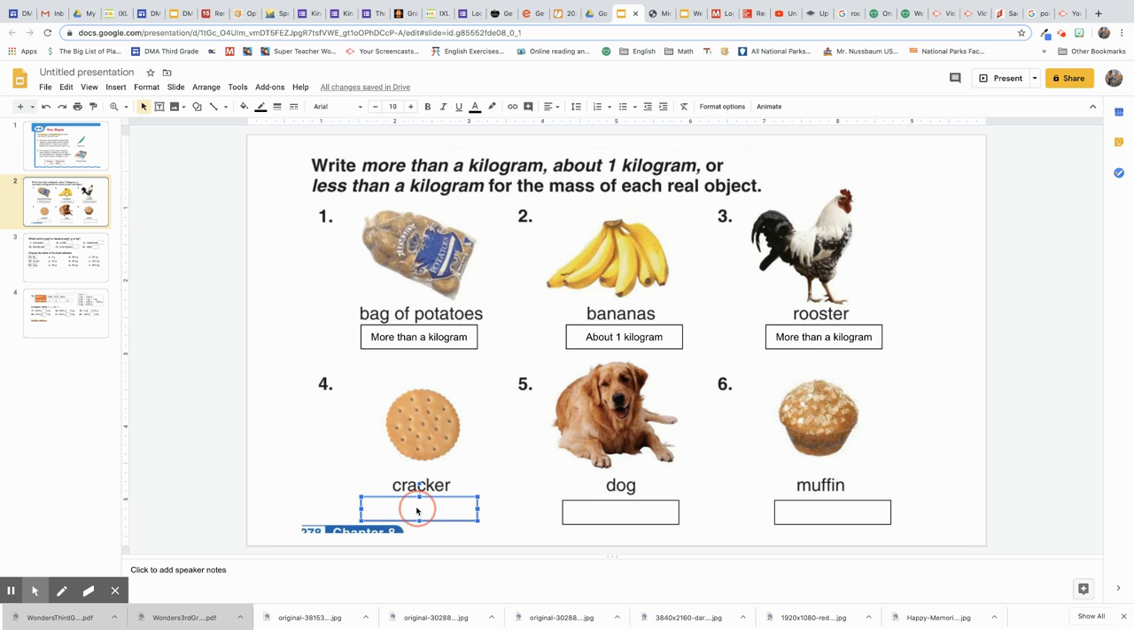All right. Now let's go down to this cracker. 1 cracker. You having a cracker for snack? You hold that cracker in your hand. Is it going to weigh more than your math book, about the same as your math book, or less than your math book? That one's a pretty easy one, don't you think?